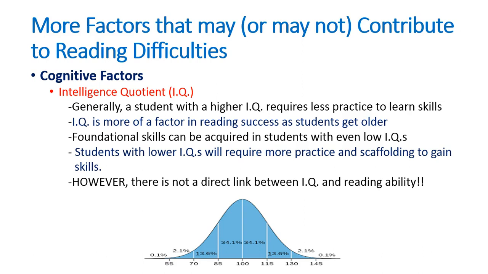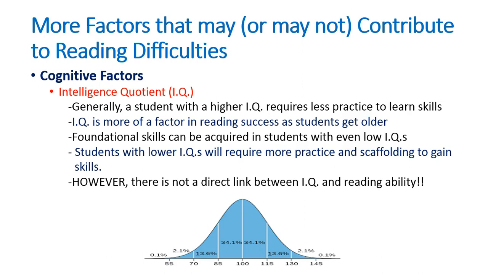So we're still talking about risk factors and what can contribute to students having difficulties. And actually, I have up here some things that we think might contribute to reading difficulties, but in actuality really may not. So the first topic for us to consider is cognitive factors. You know, what's happening in the little brains of the children that we are working with.